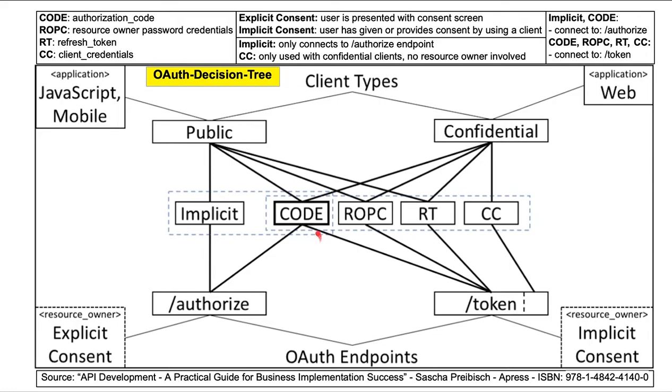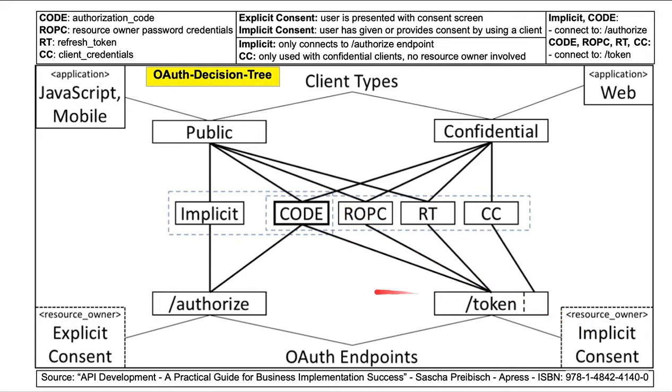And of course, if you take one of these paths, especially those two here, you can decide again if you want your user to provide explicit consent, or through the resource owner password grant type, you want the user to provide consent by simply using your application.